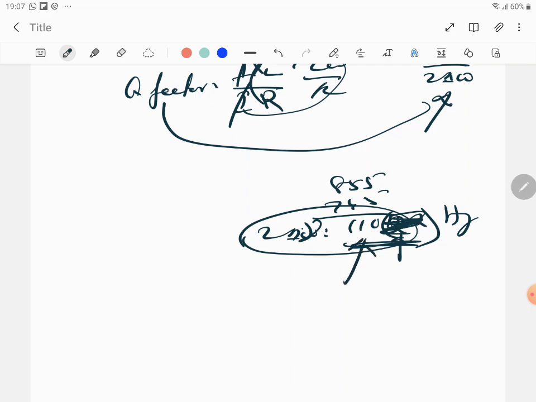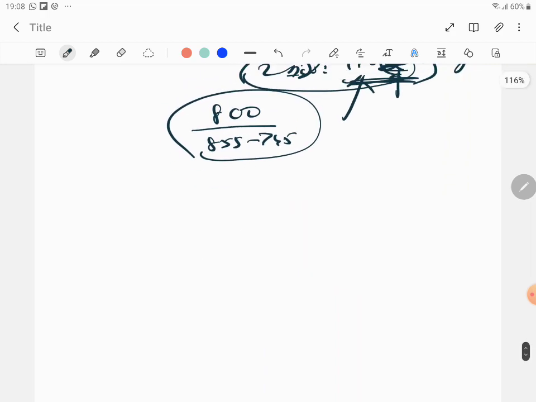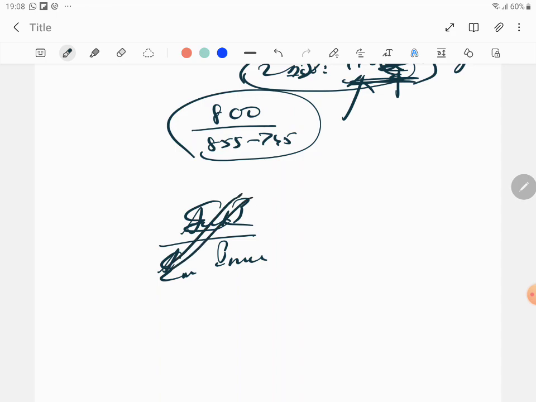What are they asking for? The quality factor, which is the mean frequency, 800, divided by 855 minus 745, will give you the quality factor. Done. Next term. So the definition for Q factor, I'm reminding you once again, it's the actual power by apparent power. Actual power by apparent power is ERMS into IRMS. Okay, so actual power is EI. So EI by this is what is called Q factor. What next?